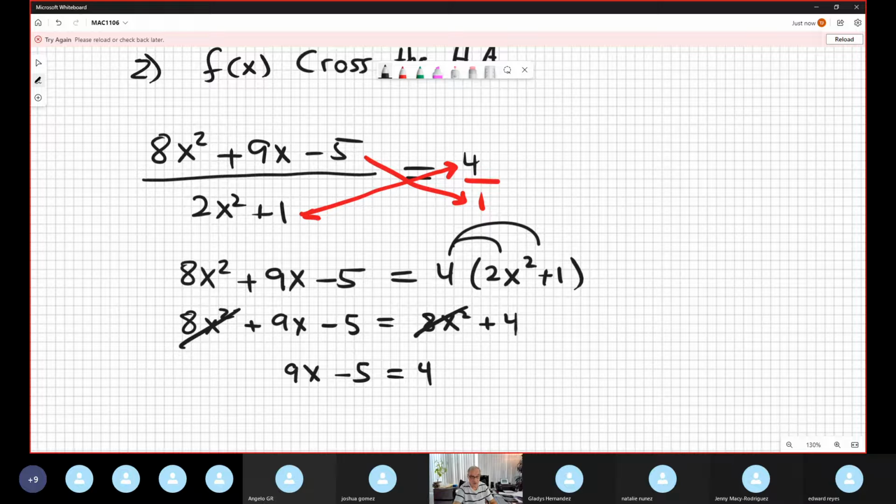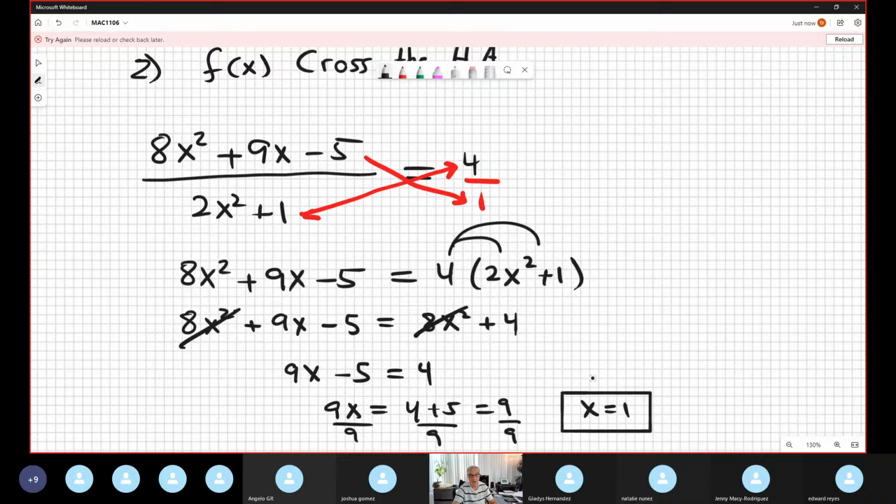Let me try to do my best. 9x is equal to minus 4 plus 5, and 9... divide by 9 on both sides. Oh, x equals 1. So I discovered, yes, there exists a point at x equals 1.